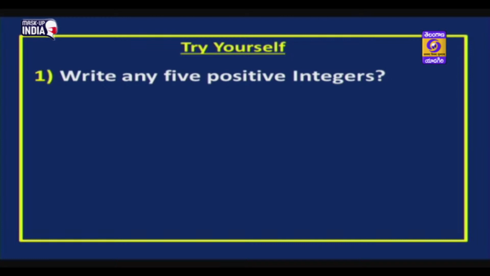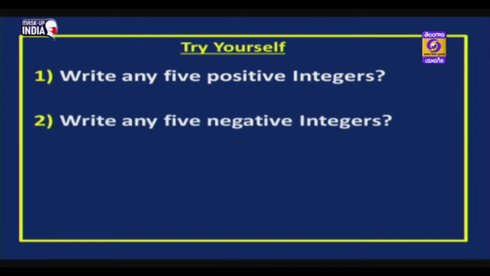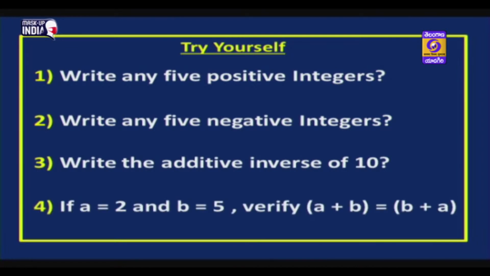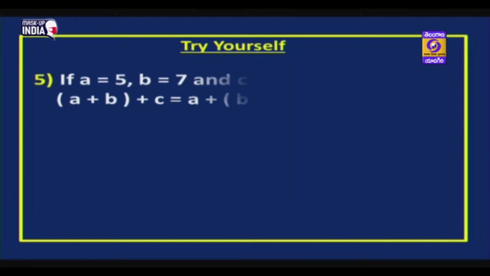Write any 5 positive integers. The second one is write any 5 negative integers. The third question is write the additive inverse of 10. Fourth question is if a equal to 2 and b is equal to 5, verify a plus b is equal to b plus a. The next question is if a is equal to 5, b is equal to 7 and c is equal to 9, verify a plus b plus c is equal to a plus of b plus c.